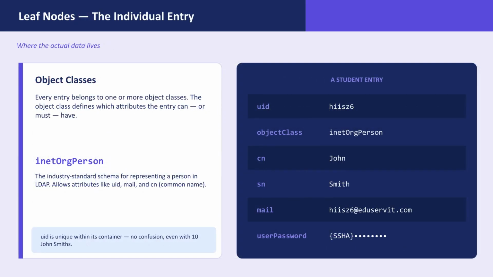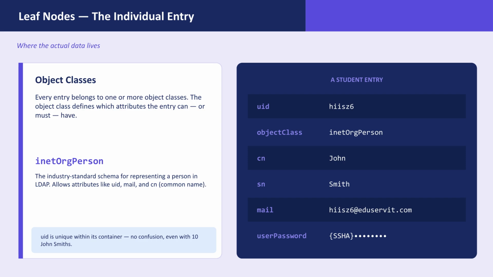At the very bottom of every branch are the leaf nodes. These are the actual data records, the individual directory entries that hold real information. In our example, a student entry might look like this: UID equals HIISZ6, object class, inetOrgPerson, mail, HIISZ6 at eduserveit.com. In production LDAP systems, the standard naming attribute for a user entry is UID, which stands for user ID.